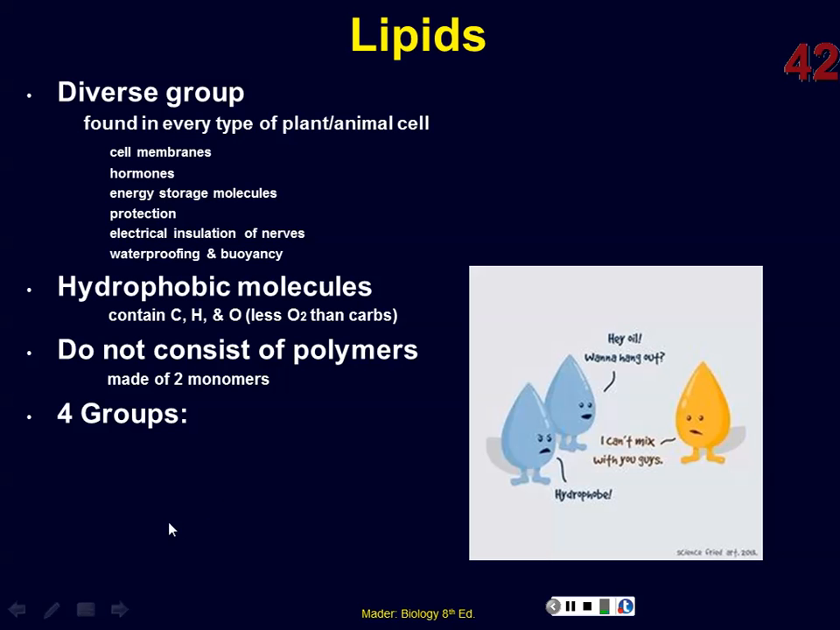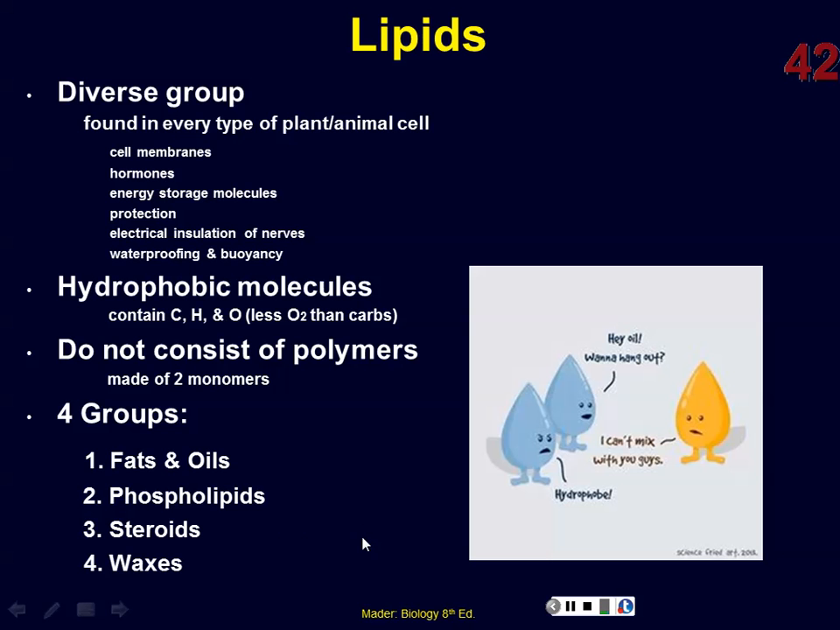But there are 4 groups of lipids we're going to talk about today. We're going to talk about fats and oils. We're going to talk about phospholipids, steroids, and waxes. We're going to spend most of our time today talking about fats and oils and phospholipids because those are the ones that are more relevant to this course. If you're taking anatomy, next semester you'll learn a whole lot about steroids and waxes. We'll tell you what they are. We'll talk about the structure, but we're not going to spend a lot of time on them.